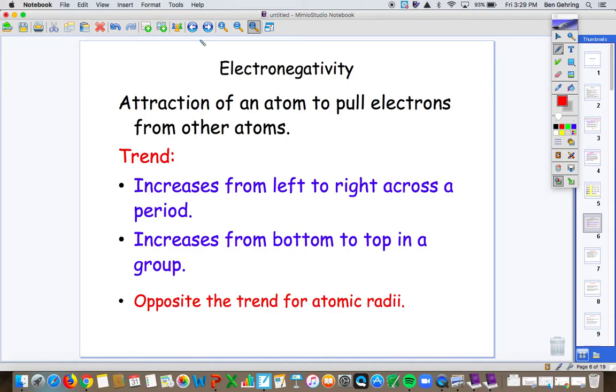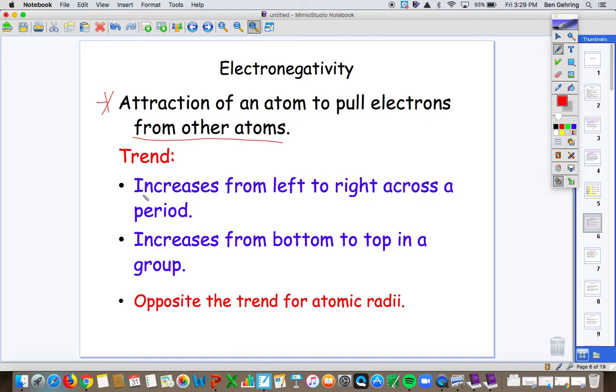Electronegativity. This is the second term you're going to use, second trend we need to be familiar with. So your electronegativity is your attraction of an atom to pull electrons from other atoms. The big key here is from other atoms. So in a chemical bond, this is how much it wants to pull electrons from other atoms.